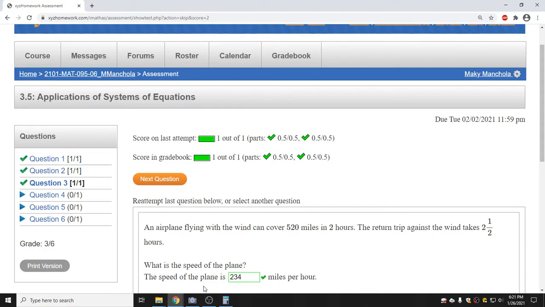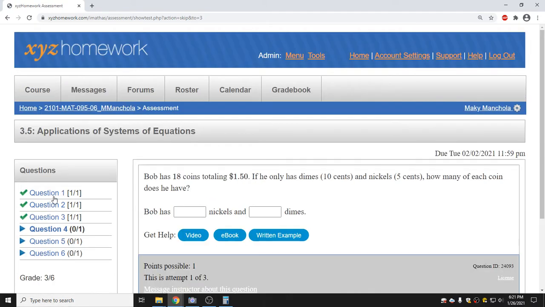Here we continue showing examples of applications of systems of two linear equations in two variables. So let's take a look at our next question, which is question number 4. Bob has 18 coins totaling $1.50. If he only has dimes and nickels, how many of each coin does he have?